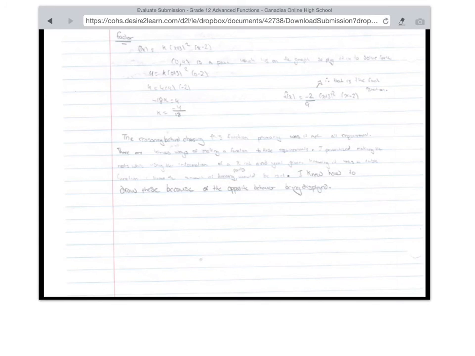So overall, there was a lot of concepts, a lot of information covered on this assignment, and you did quite a good job. I can see that you're understanding it quite well. It's just a few little minor things that I need for you to go back and look at before you move on to Unit 2.